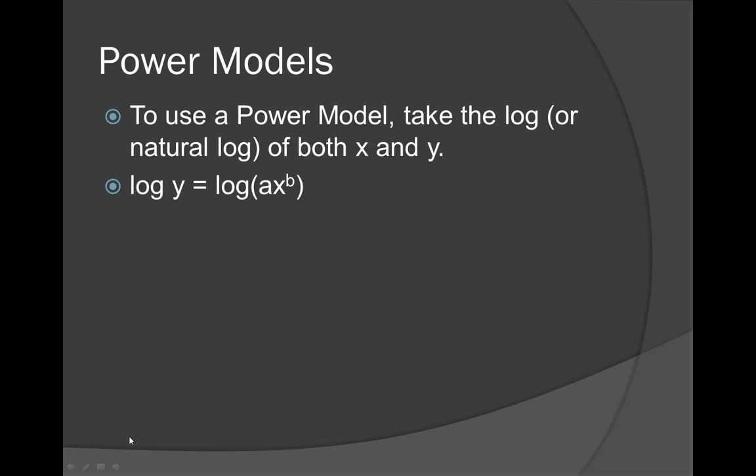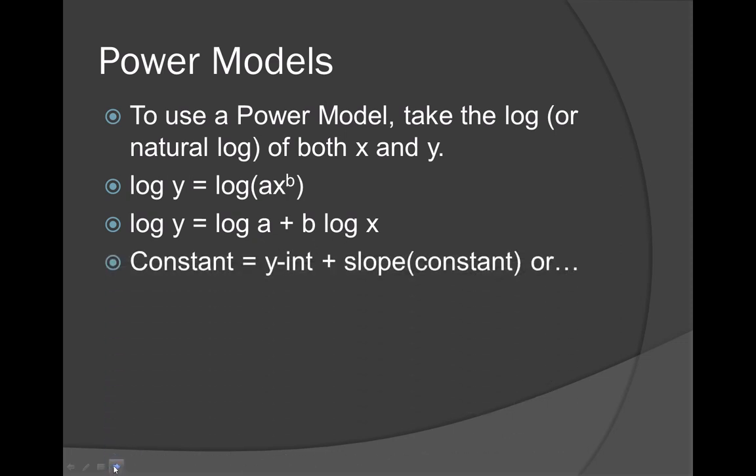If you take the log of both sides, here's what happens. You can use rules for exponents. Remember, this will be log a plus log x to the b, and you can move the b to the front. Well, that becomes a constant, that becomes a constant, that's a slope, and that's a constant. So we're talking about constant equals y-intercept plus slope times a constant, or y equals a plus b times x, which is linear. So hopefully taking the log of both sides will push your curved relationships to linear.